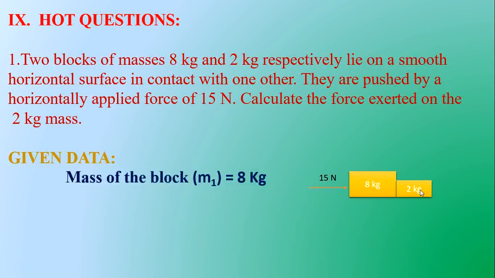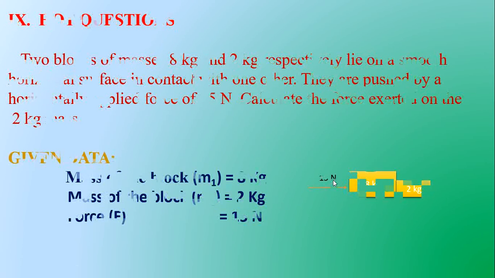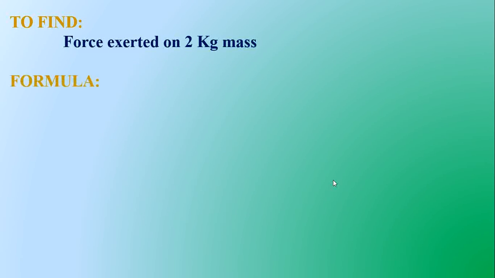So, given data, mass of the block m1 is equal to 8 kg and mass of the block m2 is equal to 2 kg. The force applied is 15 Newton. So, we have to find out the force exerted on the 2 kg mass. The formula to find out force is F is equal to ma. That is Newton's second law formula. Force is equal to mass into acceleration.